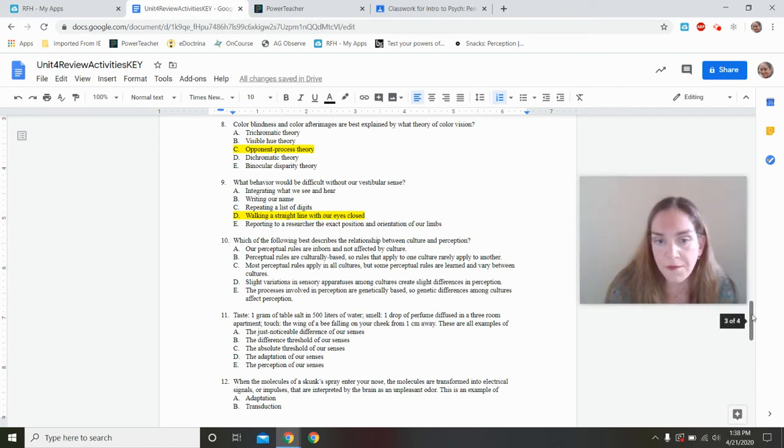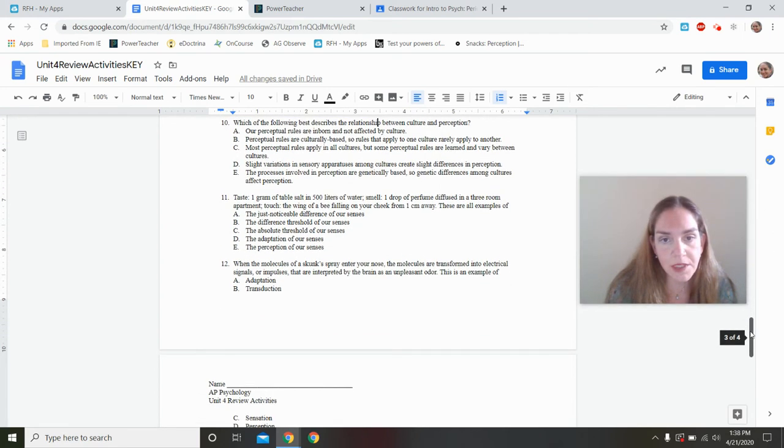Okay, which of the following best describes the relationship between culture and perception? Our perceptual rules are inborn and not affected by culture. I'm going to tell you that is completely false. We have what are called learning-based inferences due to the culture that we grow up in, and it is going to color our perceptual world. Does that mean that if I am in a very different culture that I'm not going to necessarily see things the same exact way? Well, they're going to have slight changes.